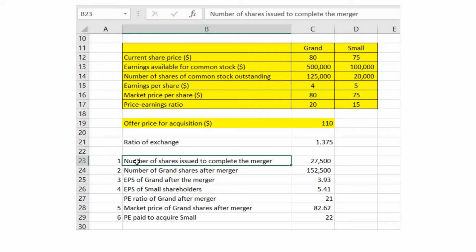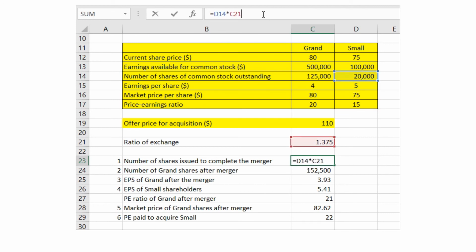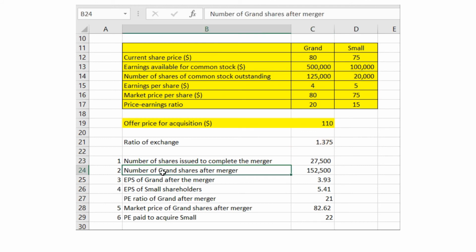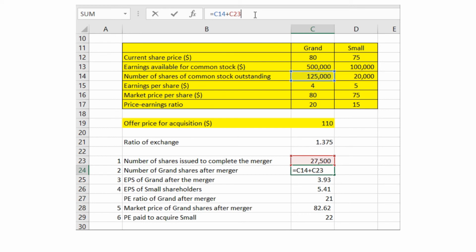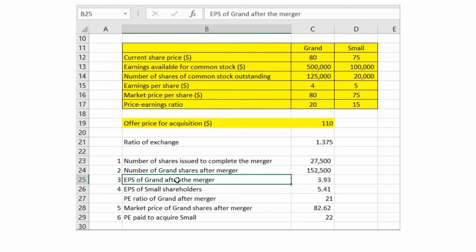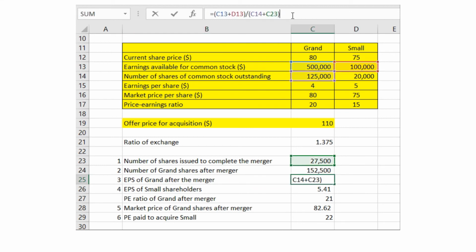Question 1. The number of shares issued to complete the merger is equal to the number of existing Small shares times the ratio of exchange. Question 2. The number of Grand shares after the merger is the existing number of Grand shares, 125,000, plus the number of new shares issued to Small shareholders for the acquisition. Question 3. The earning per share of Grand after the merger is the combined earnings of both companies divided by the number of Grand shares outstanding after the merger.